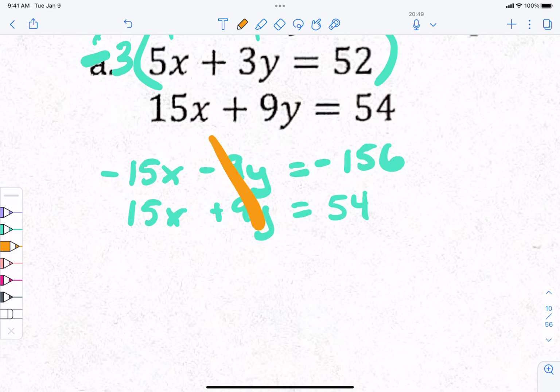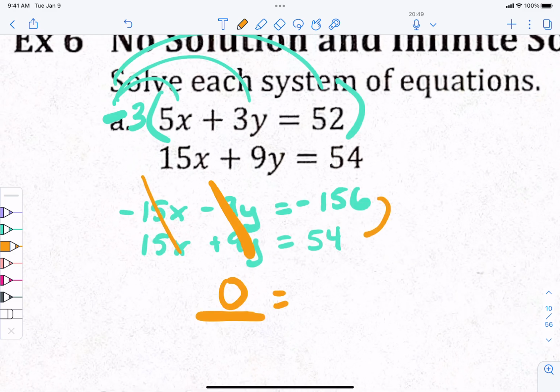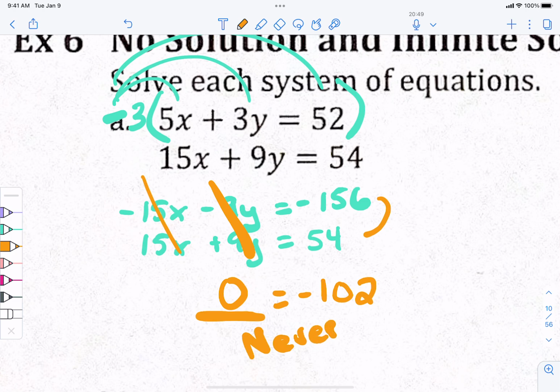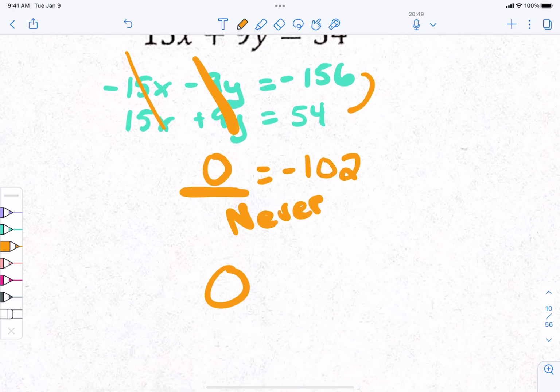But the problem is the x's also cancel out, right? So I have my equal sign here. What's left on this side? Nothing. So we put 0 equals, and then if I put these two together, negative 156 and positive 54, that's negative 102. So I end up with an equation that says 0 equals negative 102, and I don't even have an x or a y, okay? So then I ask myself, when does 0 equal negative 102? Never, right? This never happens, which means that we have no solutions, right? There's no solutions to this.